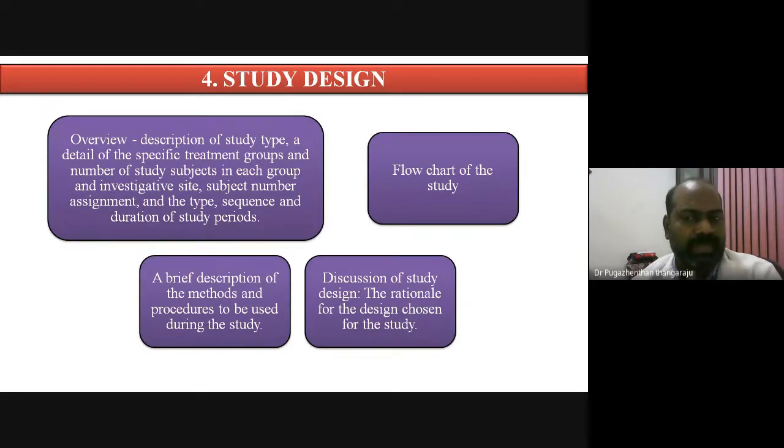So you can show it as a very good flow chart, and a brief description of the methods and the procedures you are supposed to do during the study can be written. And finally, a discussion of the study design. Why I have taken this study design can be an additional point for the protocol.